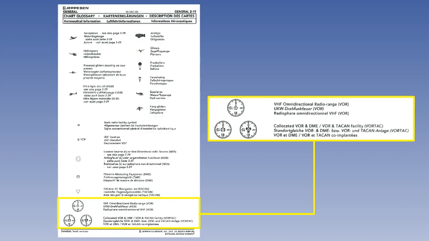Those shown on page 2.19 should be familiar, with the exception of the symbols for the VOR, co-located VOR/DME and the VORTAC. Unlike the symbols used on the IFR charts, the magnetic north arrow has been removed and is replaced by a compass rose.